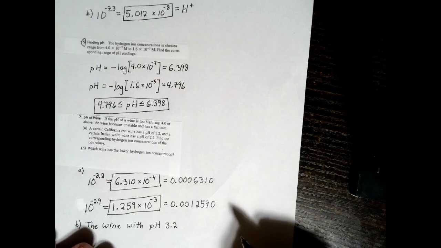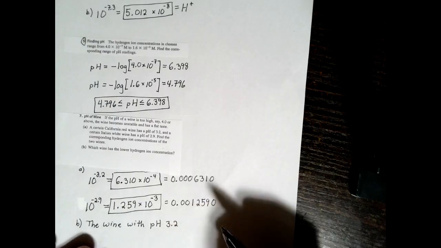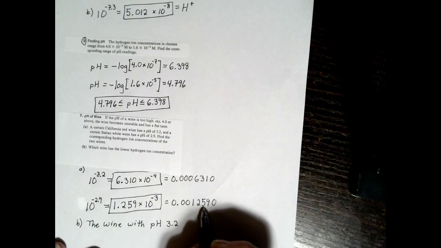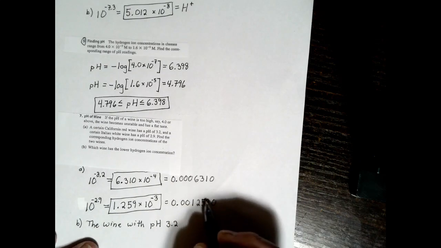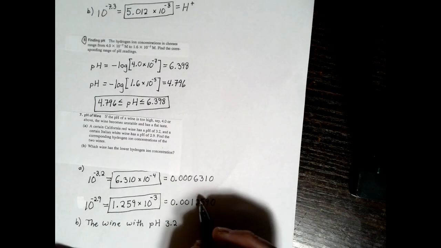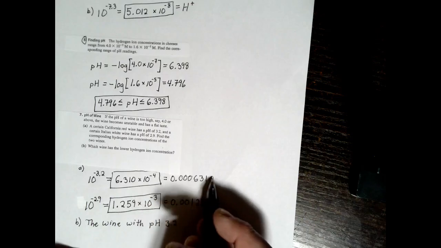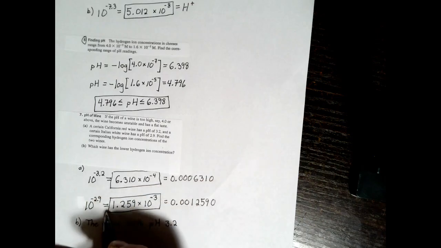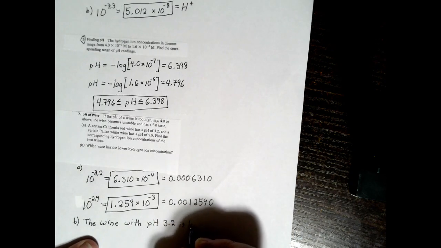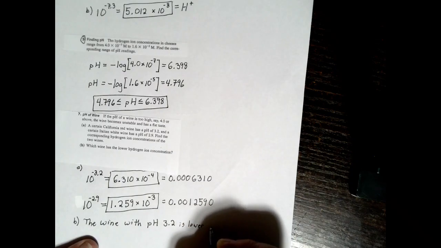Now how do you know which one's bigger? Well, if they both have the same number of decimal places, and you read them without the decimal, you get 6,000 here, and you get 12,000 something there. Well, 12,000 is bigger than 6,000, so the one with a pH of 3.2 is smaller than the one with the 2.9 pH. So the one with the pH 3.2 has the lower hydrogen ion concentration.